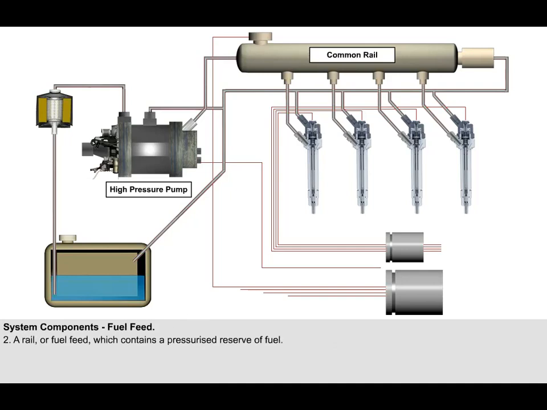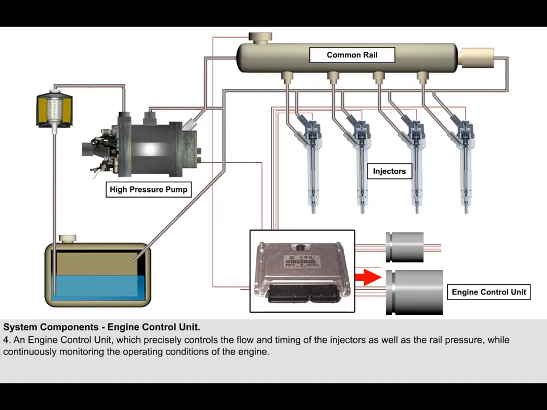Secondly, a rail or fuel feed, which contains a pressurized reserve of fuel. Thirdly, injectors, which inject precise amounts of fuel into the combustion chamber as required. The injectors can be either solenoid-energized valves or operated by piezo crystal. In some circumstances, they can be actuated up to 25 times a second. Finally, an engine control unit, the brain of the system, which precisely controls the flow and timing of the injectors, as well as the rail pressure, while continuously monitoring the operating conditions of the engine.